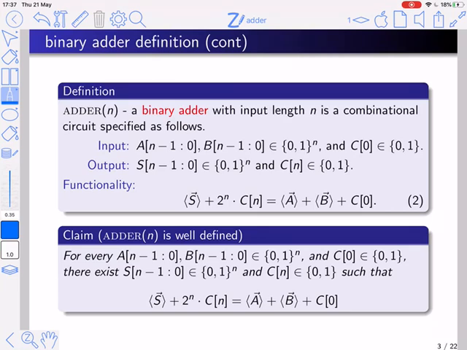One question that you may ask is whether it is true that for every A, B, and C0, there exists an S and Cn such that this equality holds. If this does not hold, then we would have defined a circuit that is not well defined. And we want to show that indeed, for every A, B, and C0, there exists an S and Cn such that the required equality holds. Otherwise, adder n would not be well defined.